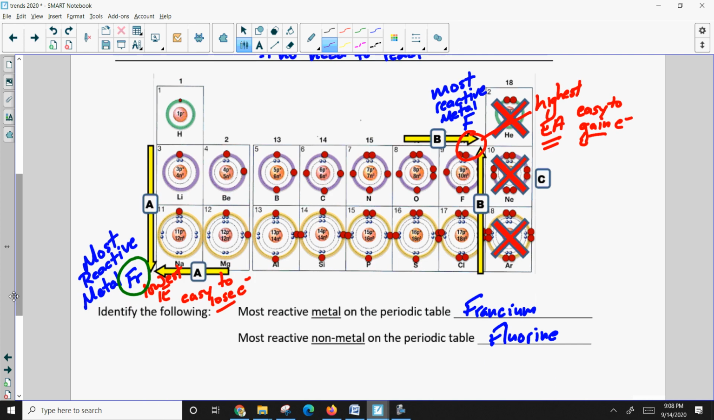Okay? So here's a little summary that we have. The most reactive metal is francium because it has a very low ionization energy, making it easy to lose its electron. And fluorine here is the most reactive nonmetal because it has the highest electron affinity. And the noble gases do not react at all.